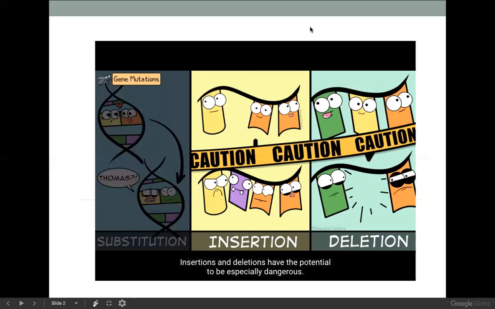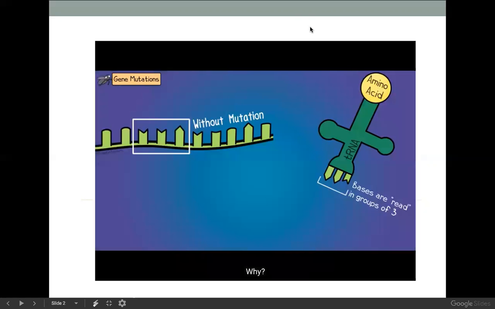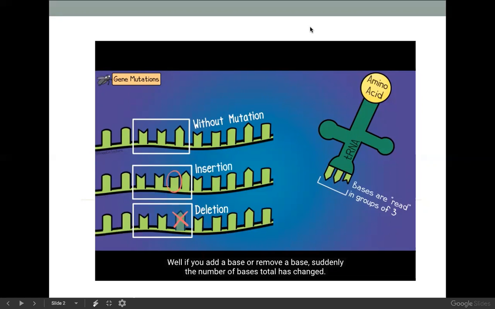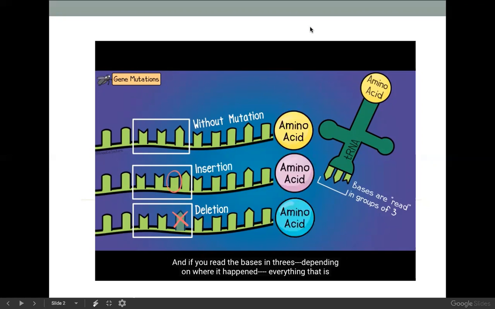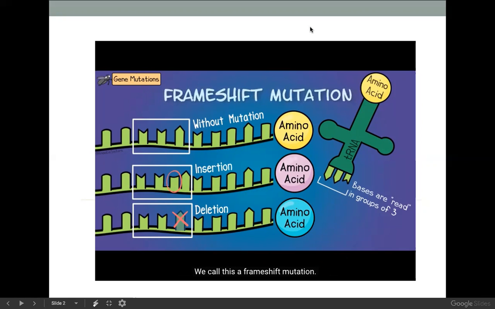Insertions and deletions have the potential to be especially dangerous. Why? Remember in protein synthesis how we talked about how bases are read in threes? Well, if you add a base or remove a base, suddenly the number of bases total has changed. And if you read the bases in threes, depending on where it happened, everything that is read afterwards could be affected. We call this a frame shift mutation.